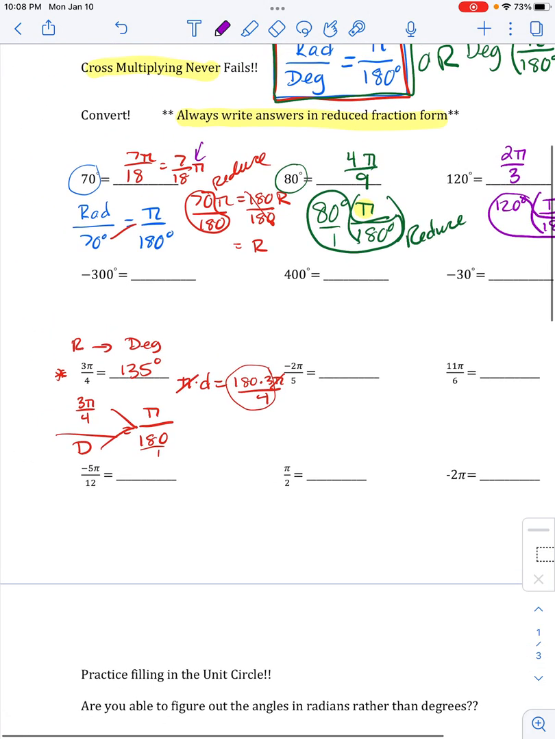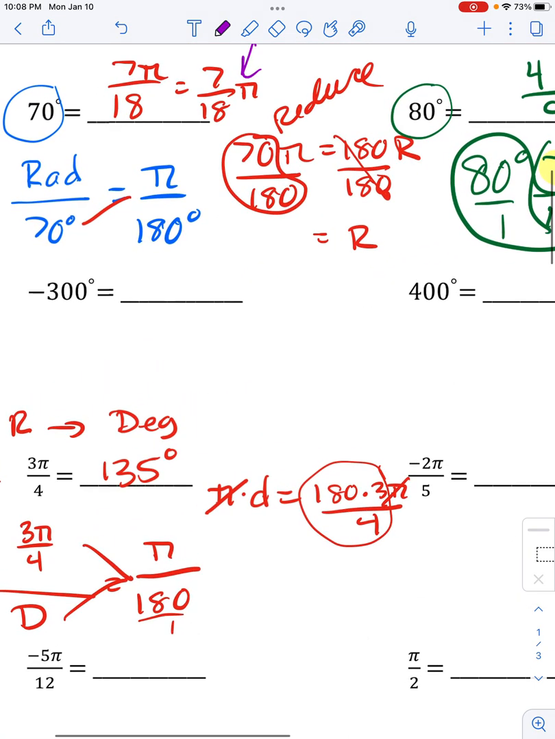Okay, so try a couple and choose whatever method. If you're like, nope, gonna do cross multiplying, then do it. I don't care. You just have to know how to do it. So we're still going to be having our quiz Friday. You want to be ready to do that.